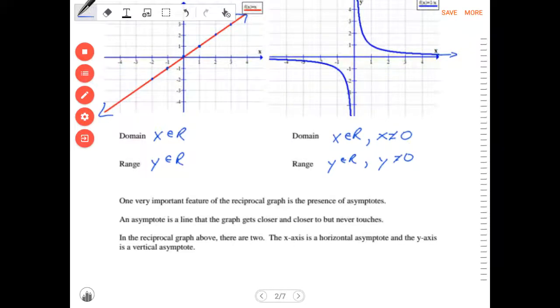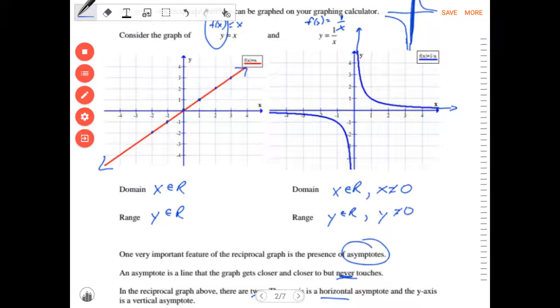One very important feature of the reciprocal graph is the presence of asymptotes. An asymptote is a line that the graph gets closer and closer to, but never touches. In the reciprocal graph above, there are two. The x-axis is called a horizontal asymptote because, of course, it's a horizontal line. And the y-axis, in this case, serves as the vertical asymptote.